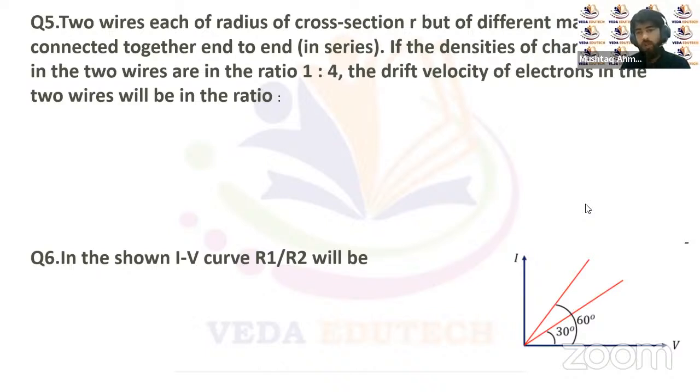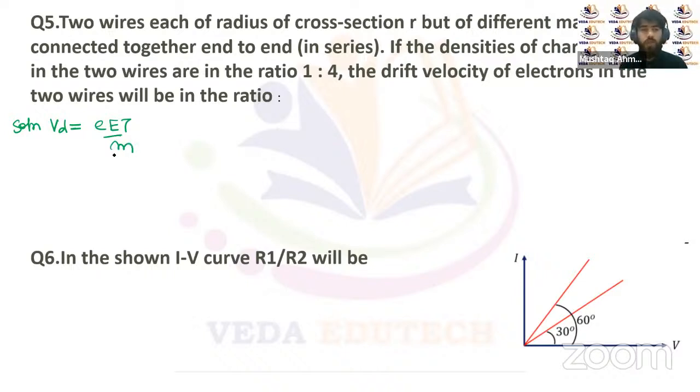the drift velocity of electrons in the two wires will be in the ratio what? It means that we have to calculate the ratio of the drift velocities between the two wires. We know that drift velocity is defined as Vd equals E tau upon m.